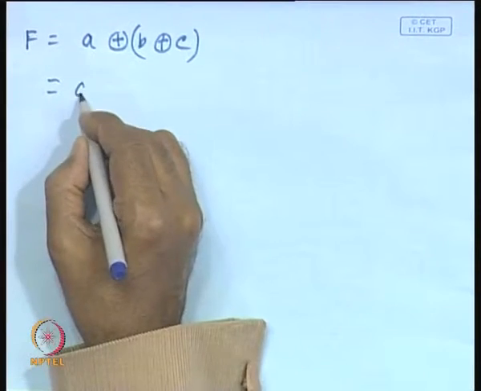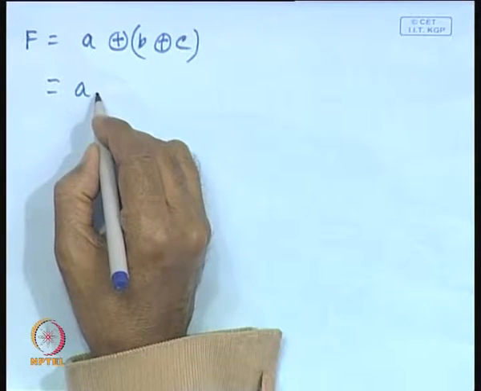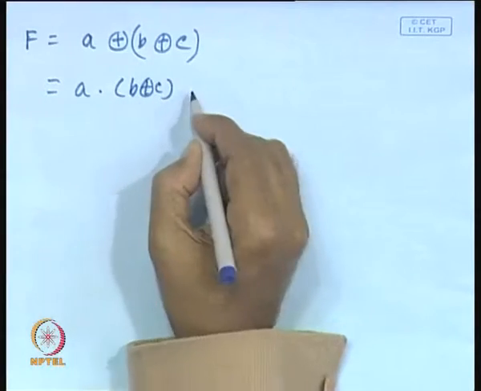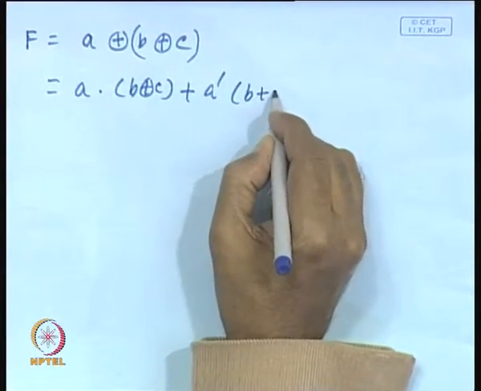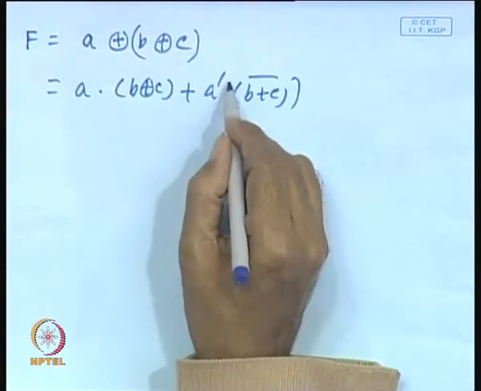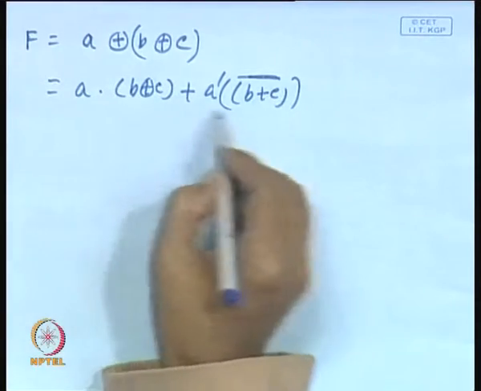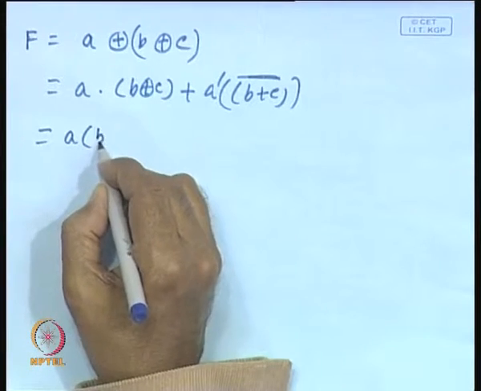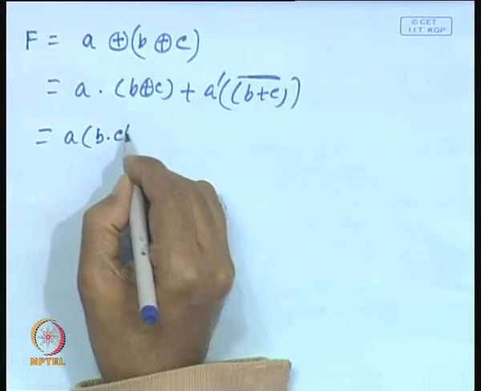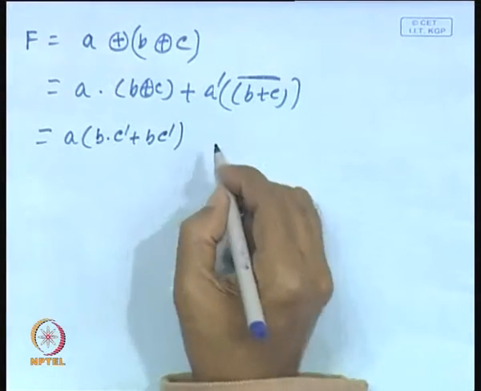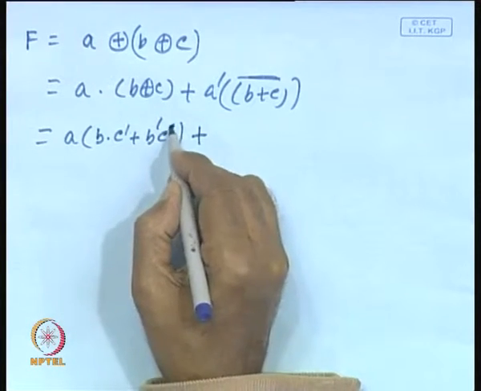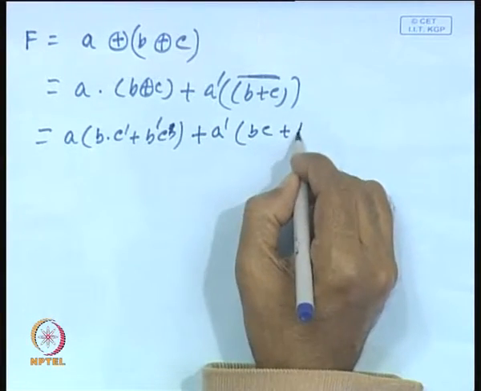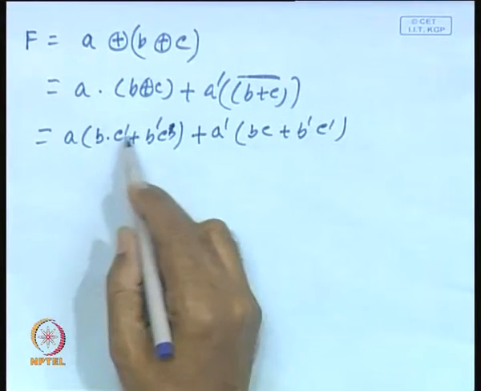As you know, we can write it as A and B exclusive or C plus A bar B plus C bar. You can expand it this way. So, we see that by expanding this we get this one. So, this can be written as this, and then we expand around B. So, it becomes B exclusive or C is B dot C bar plus B bar C, plus A bar. So, this is essentially B C plus B bar C bar. So, expansion around B has been done.